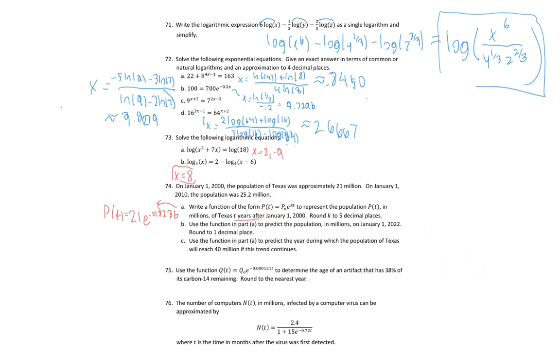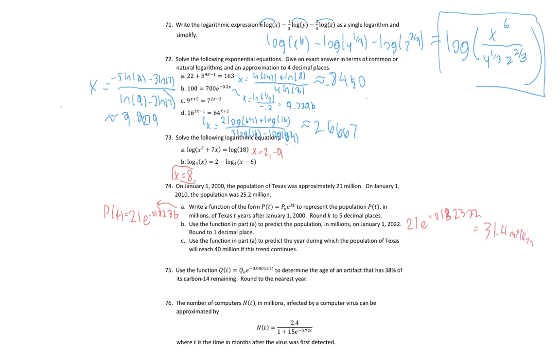Use the function to predict the population on January 1st of 2022. Well, 2022 is 22 years after 2000. So that means we just have to plug 22 into our equation. 21 times e to the 0.01823 times 22. I'm going to go and do that. And I got 31.36, which to the nearest one decimal place is going to be 31.4 million.